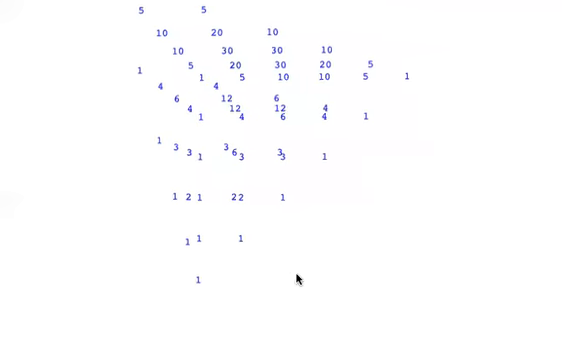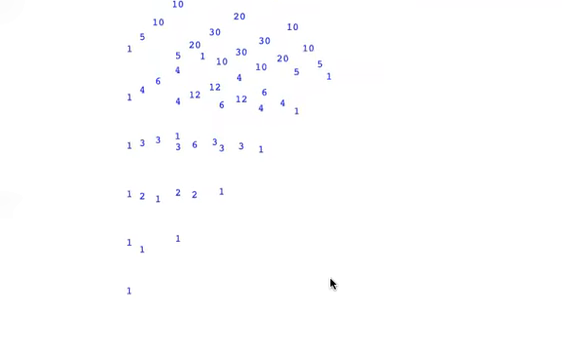Okay, so let's think about the pattern, first of all, of what's happening, and then how that relates to binomial coefficients, how we can get binomial coefficients from this triangle, and how this triangle is built. Let's take a look at that.